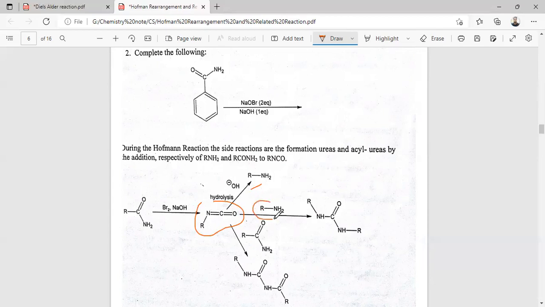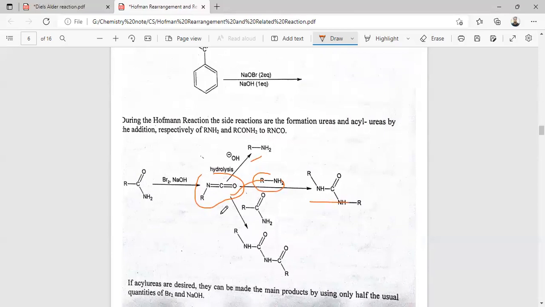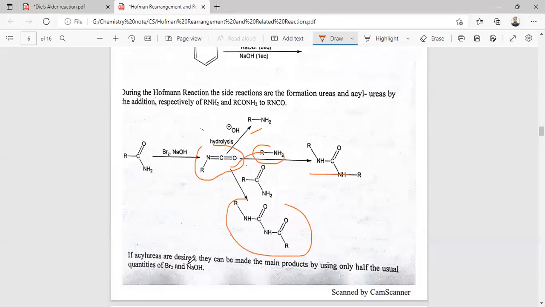Here also this amine reacts with this intermediate to form this, and here also this intermediate reacts with this amide to form this. So if the acyl ureas are desired, then they can be made the main product by using only half the usual quantities of Br2 and NaOH.